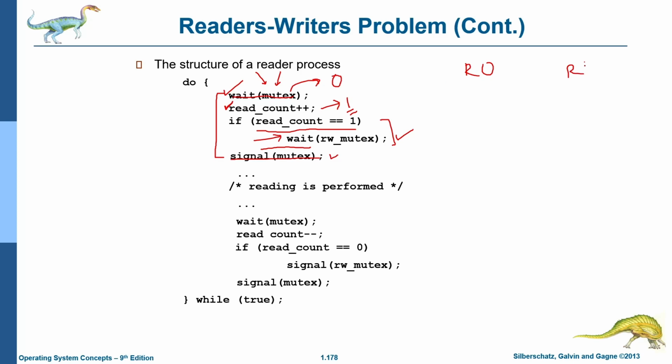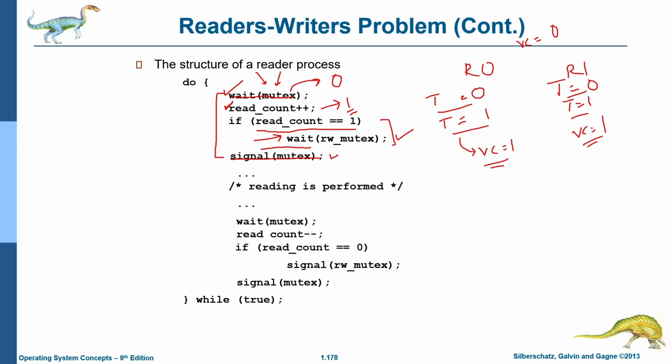Reader 0, reader 1. Read count is 0. Reader 0 reads read count as 0 into the temporary variable, sets the temporary variable to 1. Before it can write it back, reader 1 also reads read count as 0, sets its temporary variable to 1. Now both of them have 1. Now reader 0 sets read count to 1. Reader 1 also sets read count to 1.